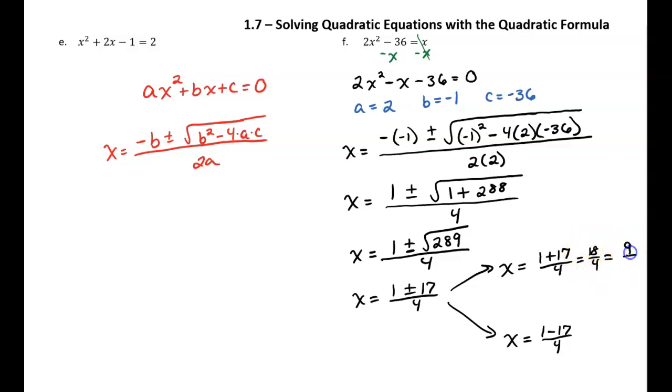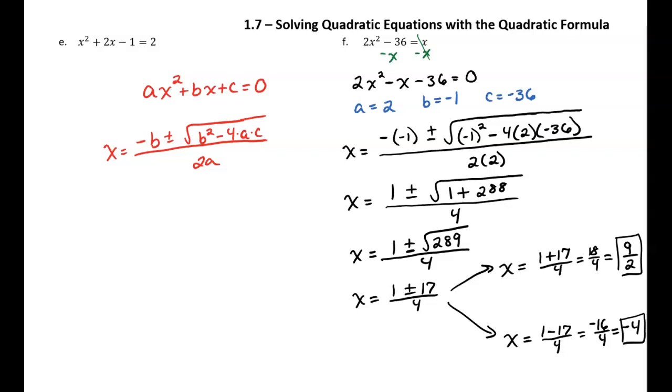Always reduce our numbers down, our fractions. We get 9/2. On the other answer, 1 minus 17, that's -16 divided by 4 is a negative 4. And we have our answers. So a lot of different ways we can start these types of problems. Once we get it into the right form, though, the process is the same.